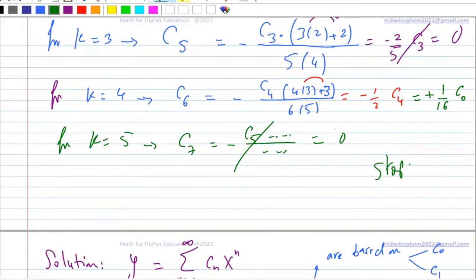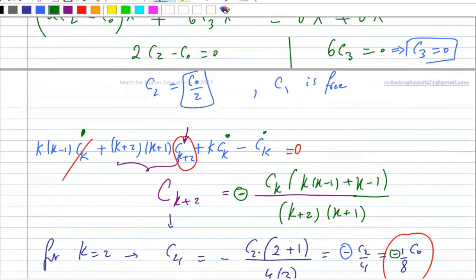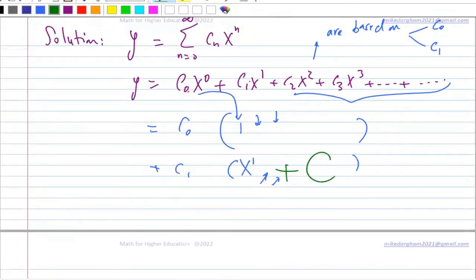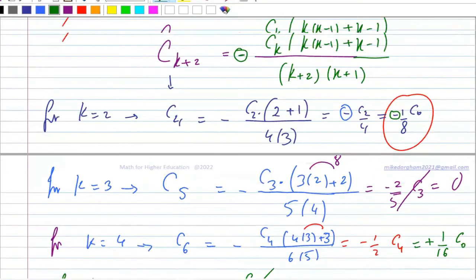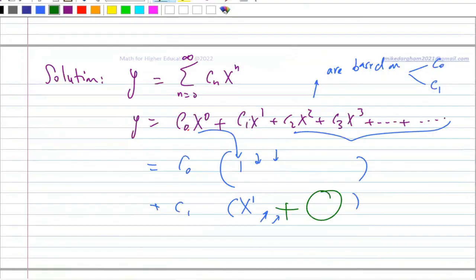All the odd ones are zeros, which is C3. C3 is 0, so C1 is free. It's only C1 that you have, and the rest are all zeros. You get it? Because here are the C3, the C5, and so on. Anyhow, how much is C2? You go back: C2 is half C0. So C2 is connected to C0. You get it? So we say it is in the family of C0. And the word family fits here, by the way.